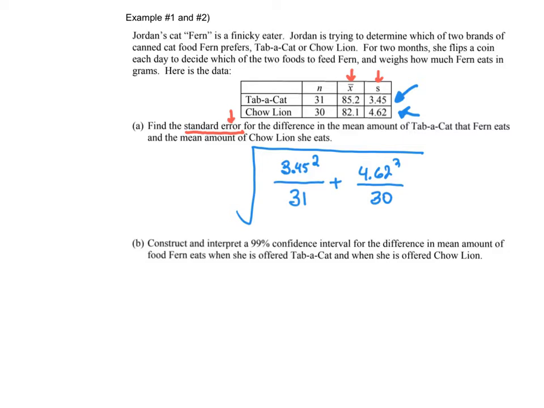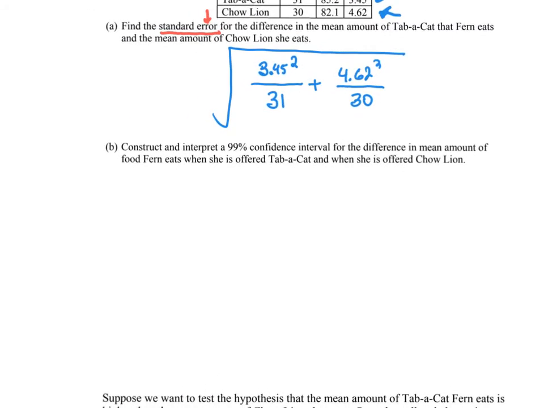All right, part B: construct and interpret a 99% confidence interval for the difference in mean amount of food Fern eats when she is offered Tabcat and when she is offered Chow Lion. So the difference in the 2, right? So thinking about confidence interval, when you hear confidence interval, what do you think? Panic? Yes, that's what you should think. And what are the things that we need? The assumption checks, right? What are the assumption checks?